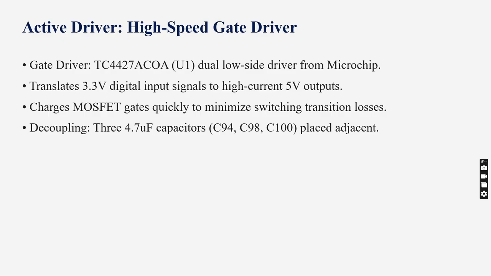Moving to the switching and drive electronics, the gate driver is the TC4427A. This dual gate driver translates the 3.3 volt logic signal from the ESP32 into a high current 5 volt output. Fast switching is essential to minimize transition power loss in the MOSFET. To support this, three 4.7 microfarad decoupling capacitors are placed directly adjacent to the IC pin to deliver the necessary peak gate charging currents.